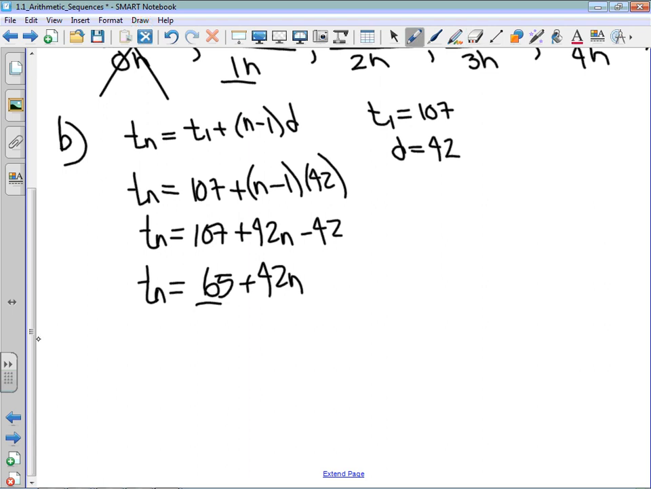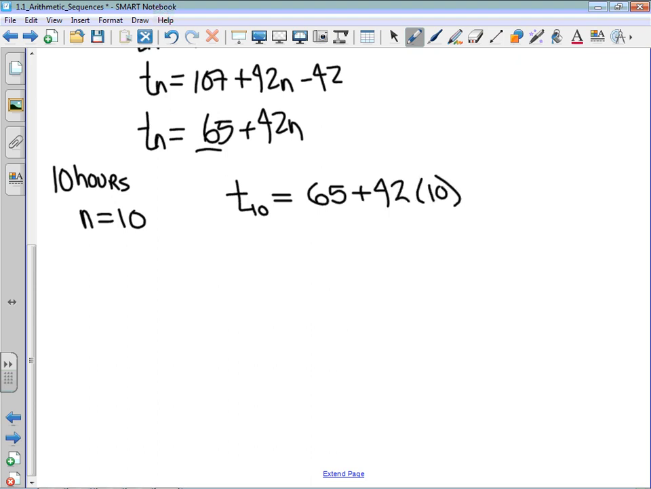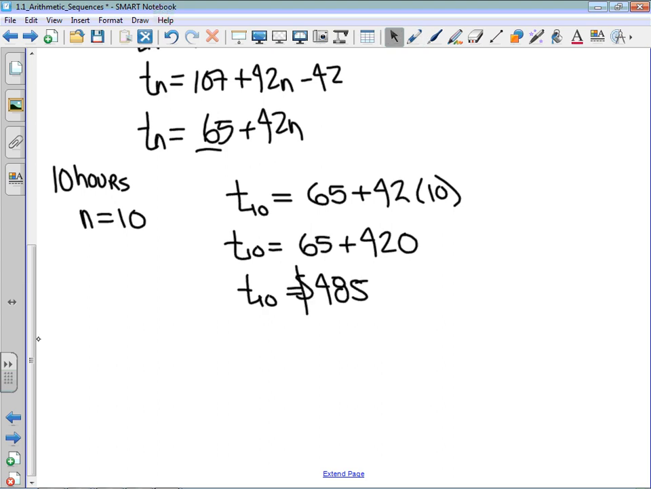So what the question asks is what happens after 10 hours of work? Well, we identified that for 10 hours, n was 10. So now my general term becomes the 10th term because I'm putting n equals 10 in, and the 10th term is 65 plus 42 times 10. So term 10 is 65 plus 420, which means that term 10 is going to be $485. And I know that seems like a really large number, but if you need somebody to work on your furnace for 10 hours, something pretty serious went wrong, and that's probably going to be a pretty reasonable rate, honestly.